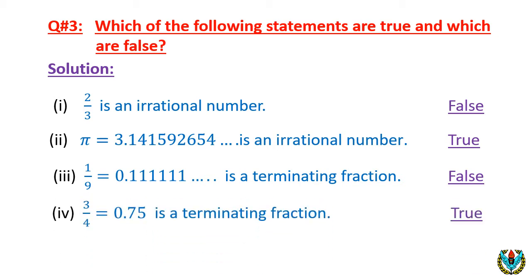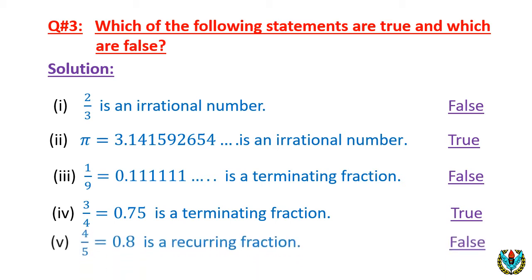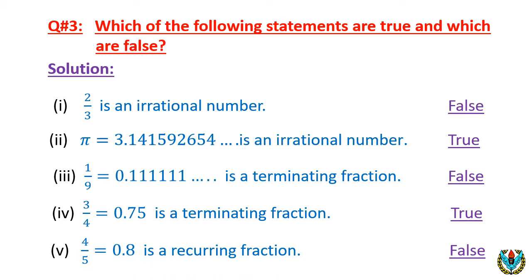Part 4. 3 by 4 is equal to 0.75 is a terminating fraction, it's true, because in decimal representation the numbers are finite. Part 5. 4 by 5 is equal to 0.8 is a recurring fraction, it's false, because in decimal representation there is only one number, that is 8.